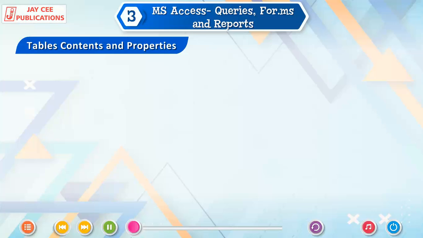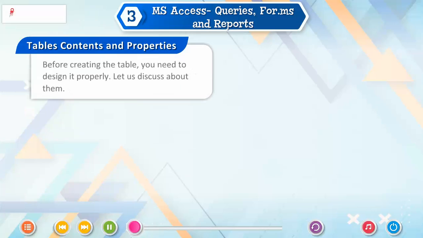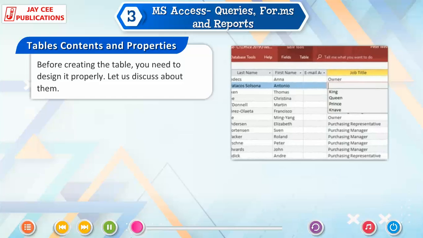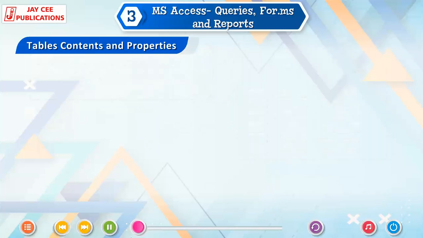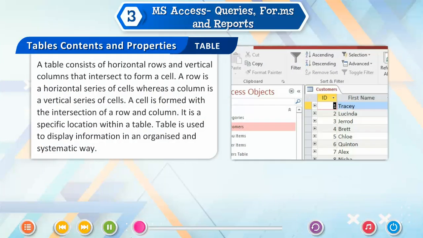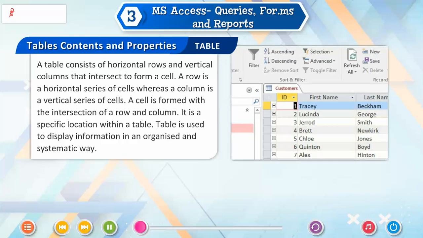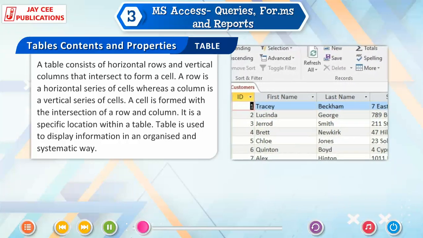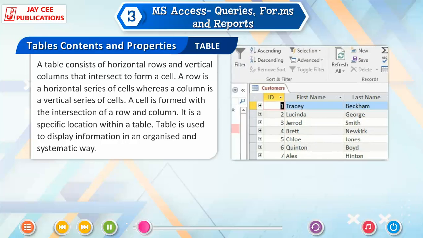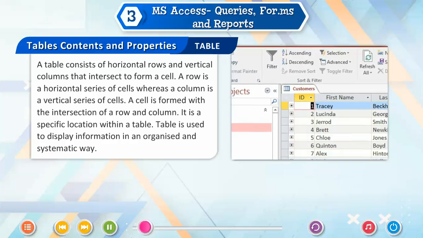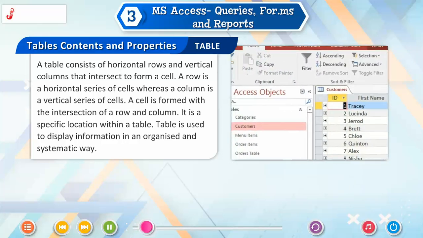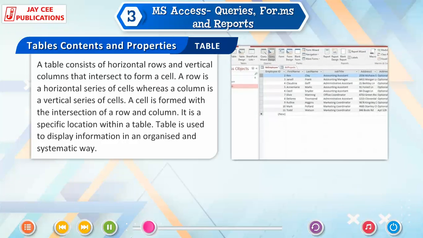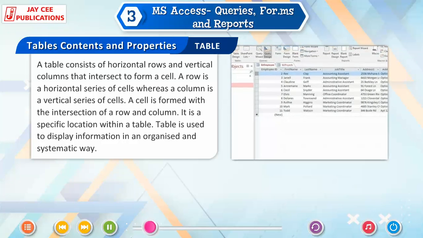Tables, contents and properties. Before creating the table, you need to design it properly. Let us discuss about them. Table. A table consists of horizontal rows and vertical columns that intersect to form a cell. A row is a horizontal series of cells, whereas a column is a vertical series of cells. A cell is formed with the intersection of a row and column. It is a specific location within a table.